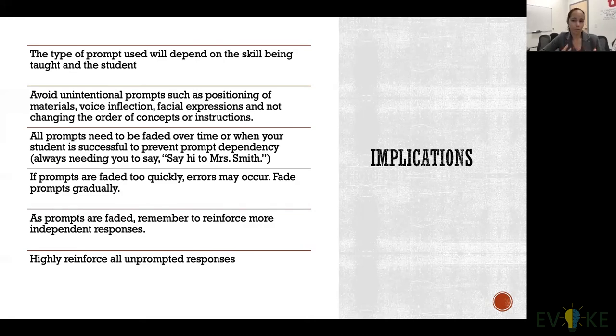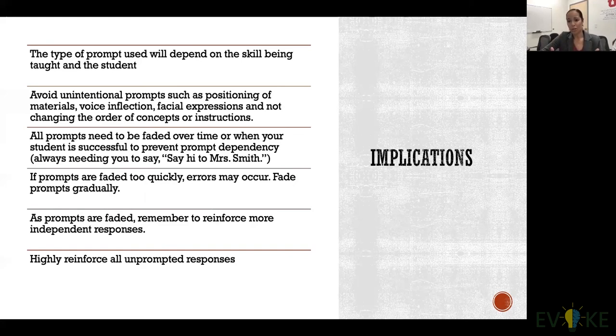Avoid unintentional prompts. So sometimes positioning of materials, or our voice inflection, or facial expression. So things such as, is it blue or red? Our facial expressions and our voice inflection may give it away for the child, and those may be unintentional prompts. And then not changing the order of concepts of instruction. All prompts also need to be faded over time.